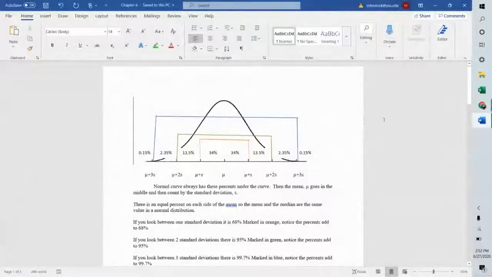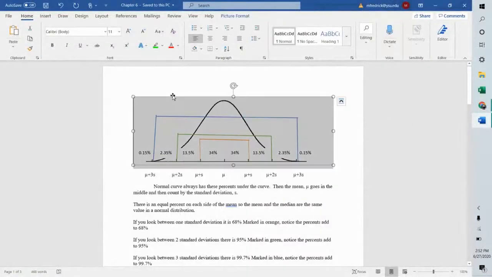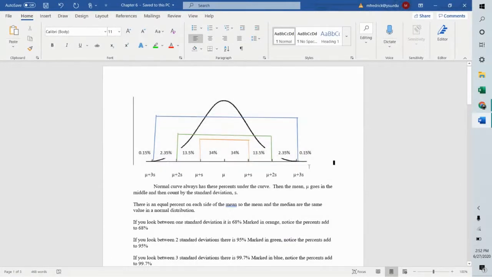Hello. So for chapter 6, it works a lot with the normal curve. And when you have the normal curve, you count by your mean and then your standard deviation. The mean always goes in the middle, and then you keep adding the standard deviation as you go this way, and you subtract. Whoops, these should all be minuses. You subtract as you go the other way.